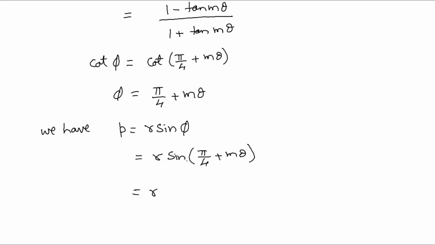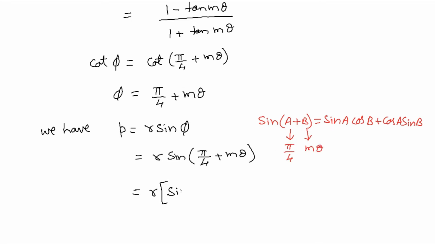Now this is in the form of sine A plus B. So we know this result, sine of A plus B. The standard formula is sine A cos B plus cos A sin B. This is the standard formula. So let us try to take this formula over here. In this case, we are having the value of A to be pi by 4 and the value of B is m theta. So let us use the formula here.